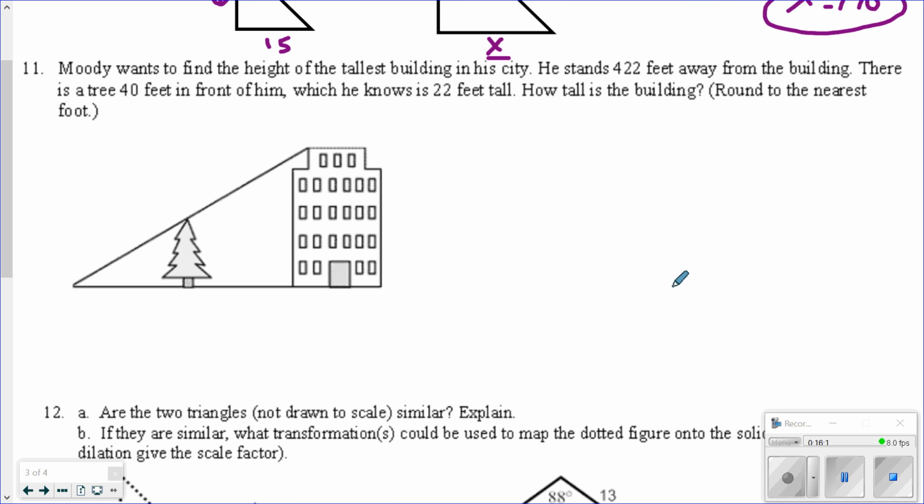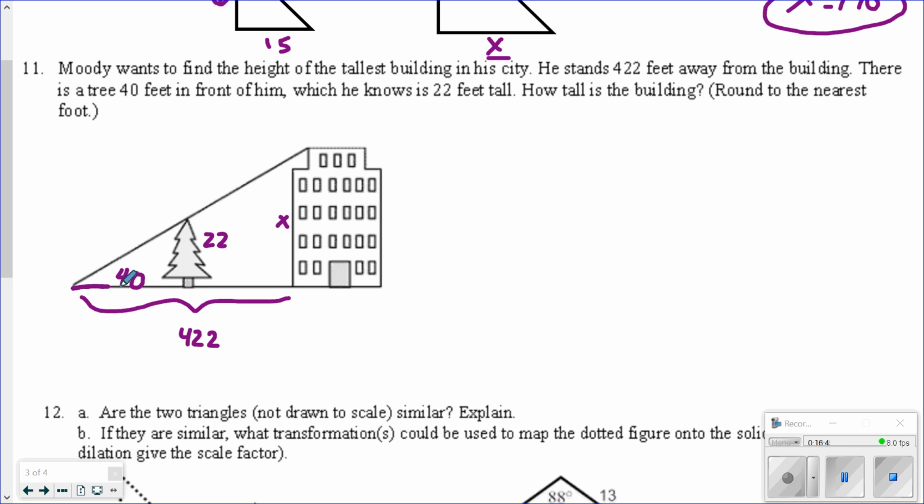Number 11, Moody wants to find the height of the tallest building in his city. He stands 422 feet away from the building, and there's a tree 40 feet in front of him, which he knows is 22 feet tall. How tall is the building? So I just kind of labeled everything that we knew, that the man that's standing here is 40 feet from a tree. The tree is 22 feet tall, but he's also standing 422 feet away from the building. What is the height of the building?